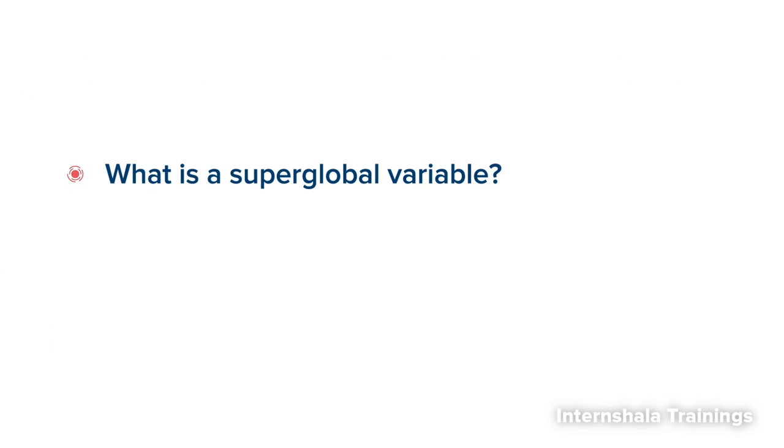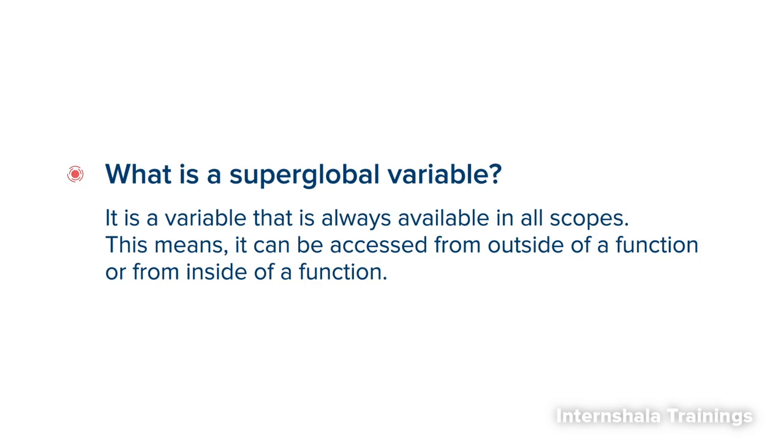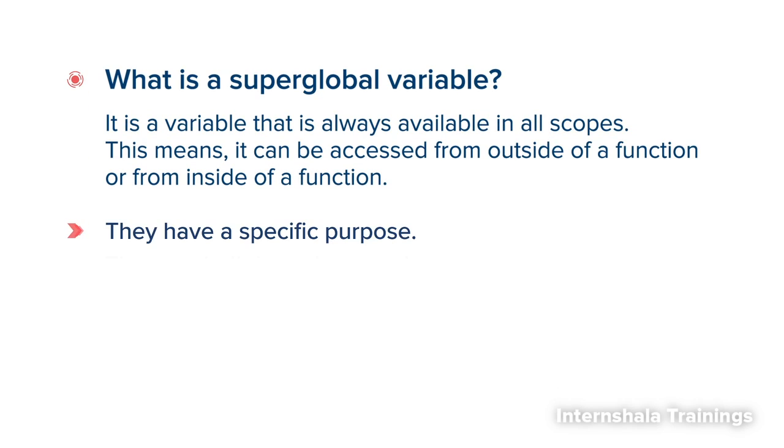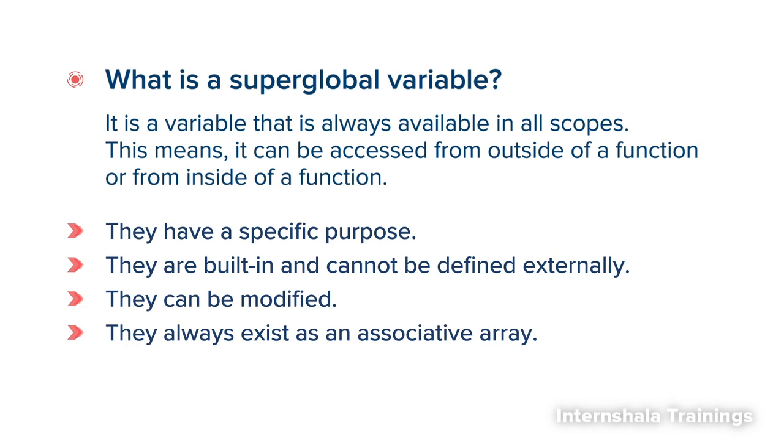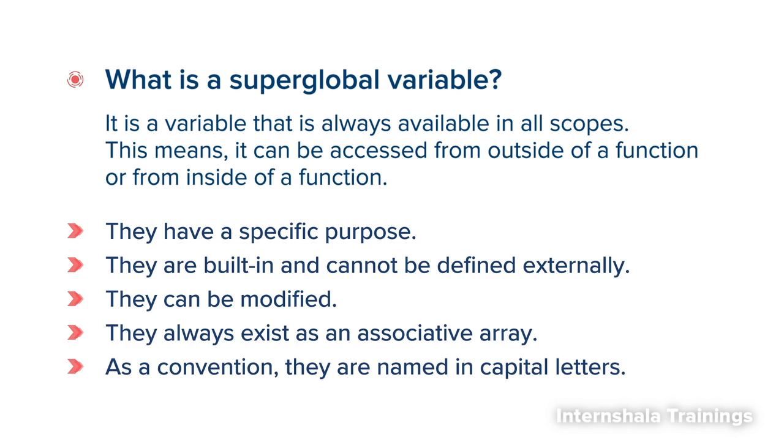Now, you might be interested to know what a super global variable is. A super global variable is a variable that is always available in all scopes. That is, it can be accessed from anywhere, whether from outside a function or from inside a function. There are a few things that are associated with them. First, each super global variable has a specific purpose. Next, they are built in and there is no way we can define them on our own, although we can modify them. Next, they are always in the form of an associative array. Lastly, they are named in capital letters as a convention. We will learn more about them in our upcoming topics.